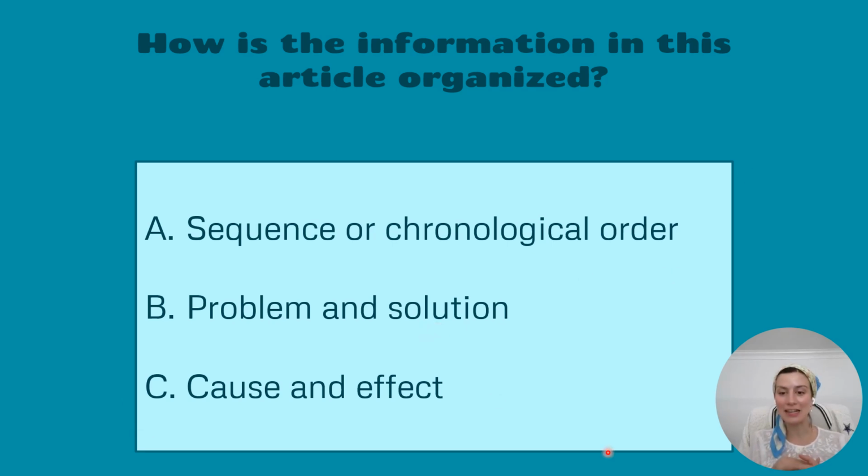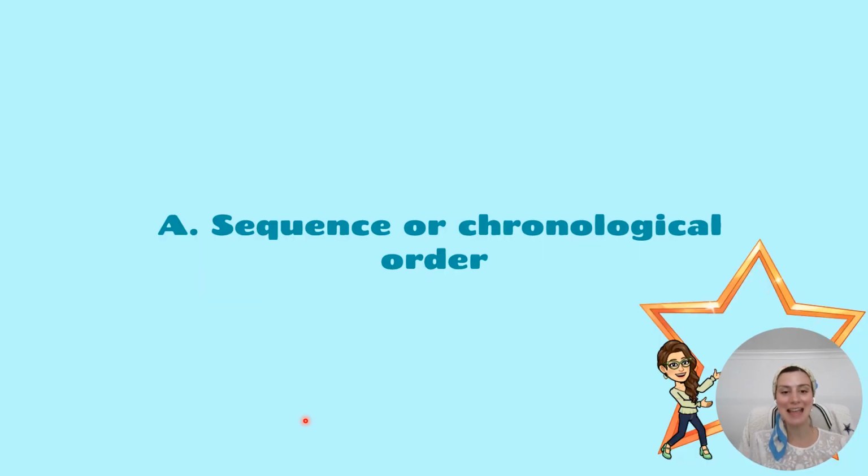You can write your answer choice down, and then you can, learning coaches, take a picture of your student's answer choice and send it to me on Class Dojo or by email, and then that will give them credit for watching this recording. The answer is A, sequence or chronological order.